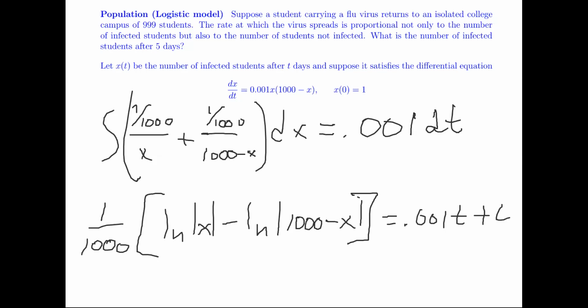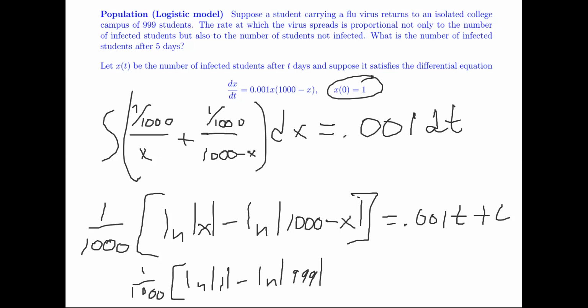All right, if we plug in x of 0 is 1 here, we get 1 over 1,000 times, all right, x is equal to 1, so ln of 1 minus ln of 999 is equal to 0.001 times t, but t is 0 here, so this is just 0 plus c. Well, what does this tell us? Ln of 1 is 0, by the way. So this is just negative ln of 999 over 1,000 is our constant c.